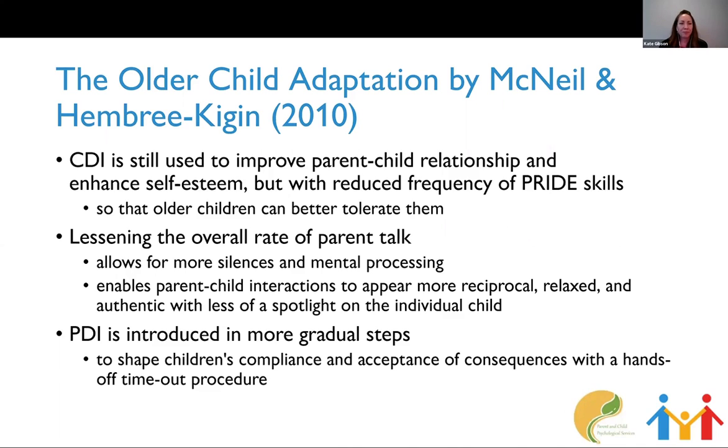Okay, so the adaptation that we have been using is based again on the McNeil and Hembree-Keegan chapter 10 on older children in the Parent-Child Interaction Therapy book. And the important things to think about with this chapter: we're still using CDI. It's still the foundation of shaping the child's behavior and improving the parent-child relationship, but we're going to reduce the frequency of PRIDE skills so that it's more developmentally appropriate and allows for more back and forth. The overall rate of parent talking, again, we want it to feel more conversational and developmentally on target for these kids.